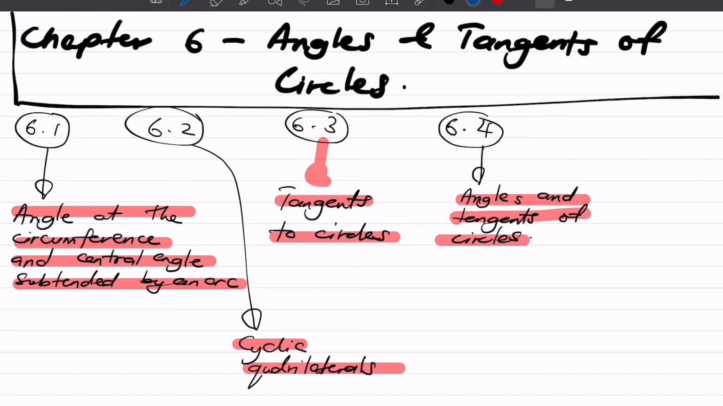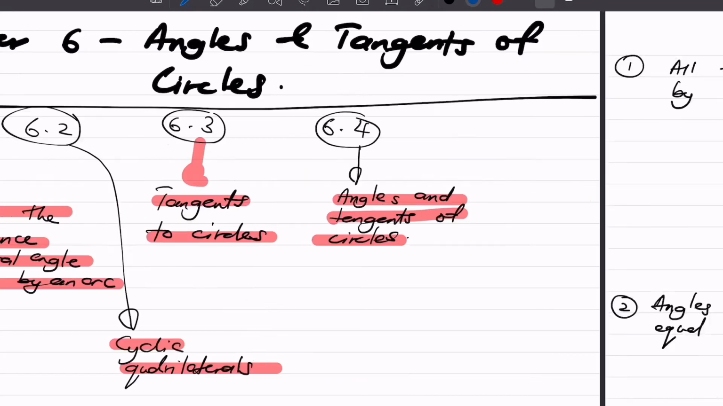So the previous lesson was about angles and tangents of circles, which I've done on 6.1, which is angle at the circumference and central angle subtended by an arc. So today I'll be doing 6.2, cyclic quadrilaterals. Okay, so let's get into it.